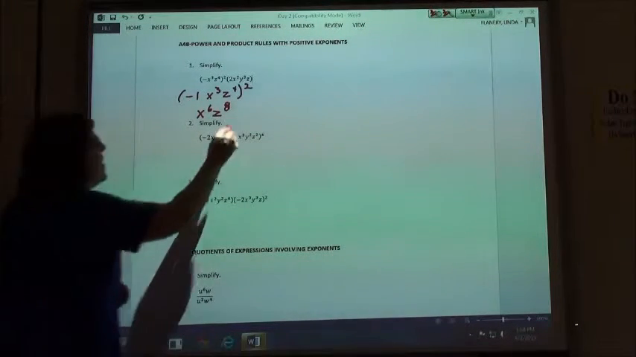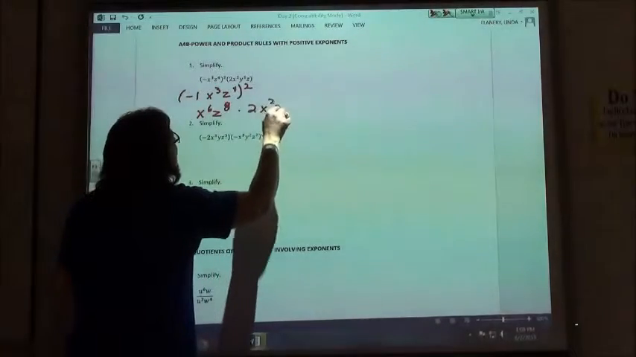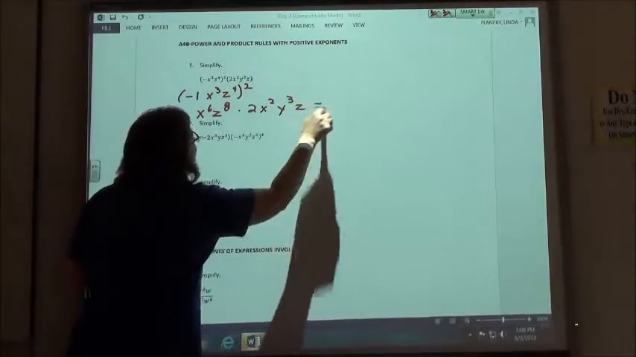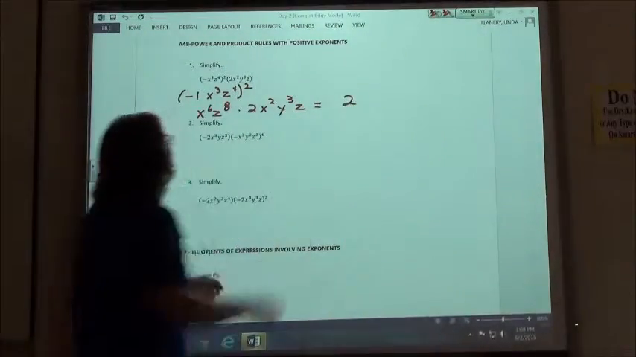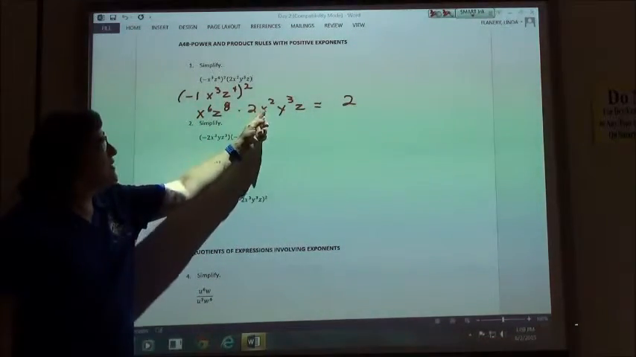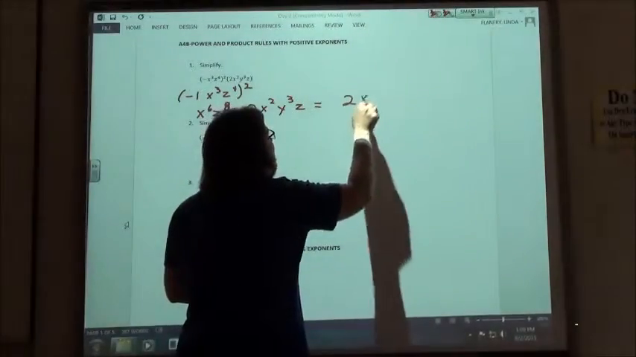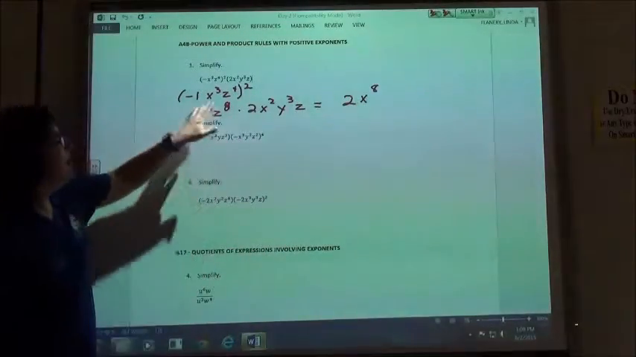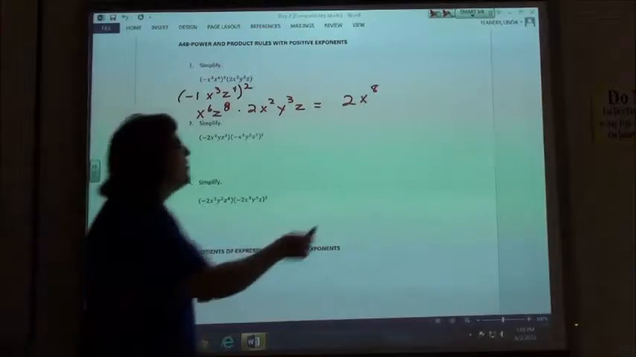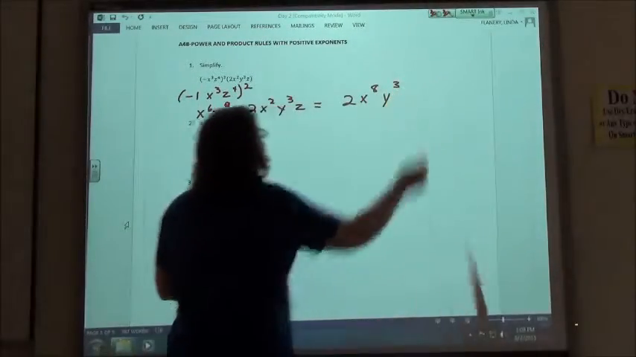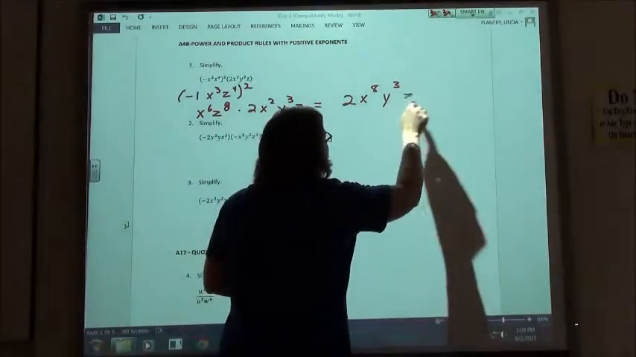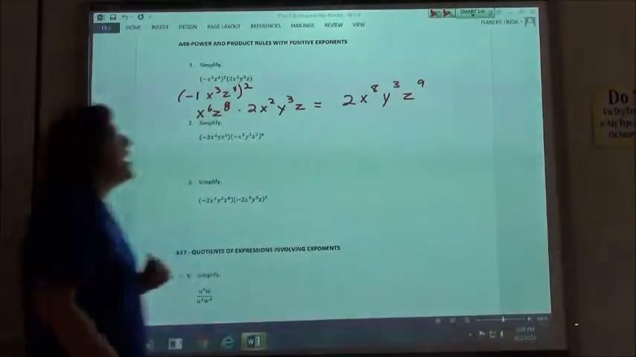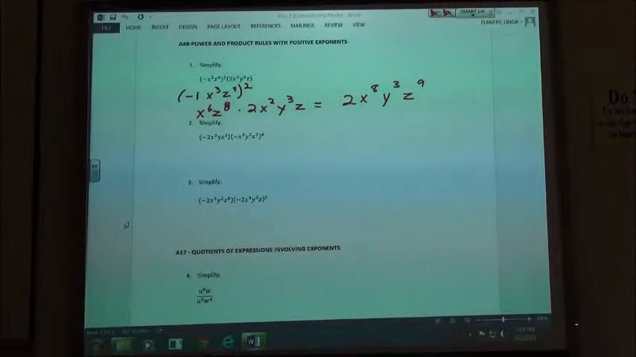I'm going to take that times my 2x squared y to the 3rd z, and so 1 times 2 is going to give me 2. X to the 6th times x to the 2nd, I'm adding my exponents, so x to the 8th. I have a y to the 3rd, no y's there. Just for fun, I'll put the y to the 3rd next. Z to the 8th times z, again, I'm adding 8 plus 1 would give me z to the 9th. So I have 2x to the 8th, y to the 3rd, z to the 9th.